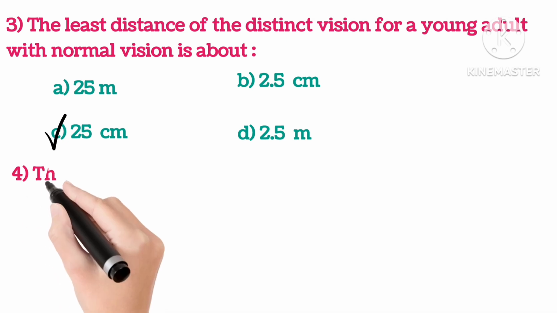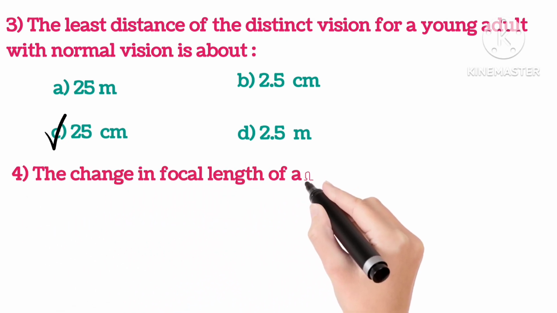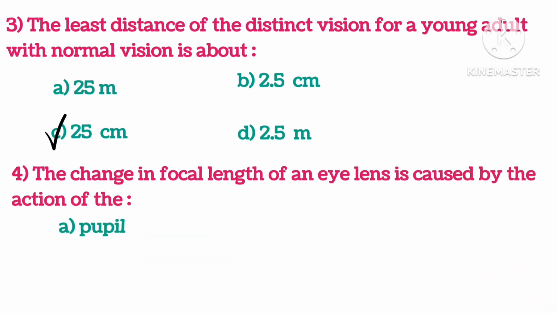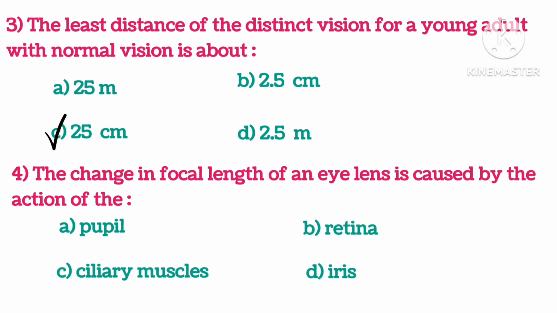25 centimeters. Fourth, the change in focal length of an eye lens is caused by the action of the A. pupil, B. retina, C. ciliary muscles, or D. iris. The correct answer is C. ciliary muscles.